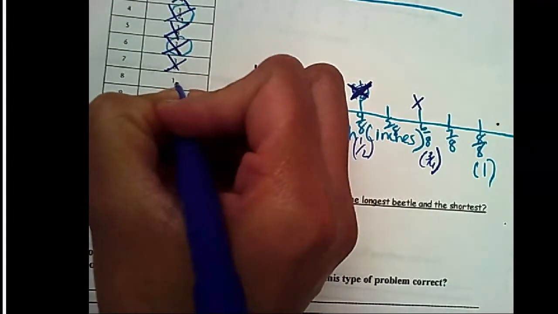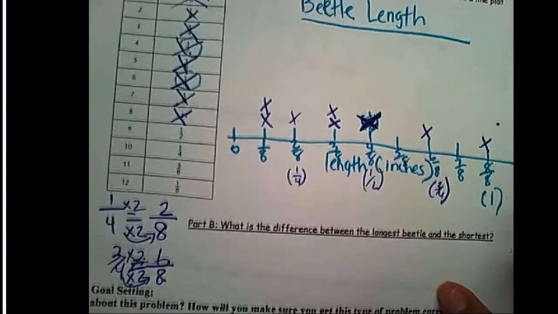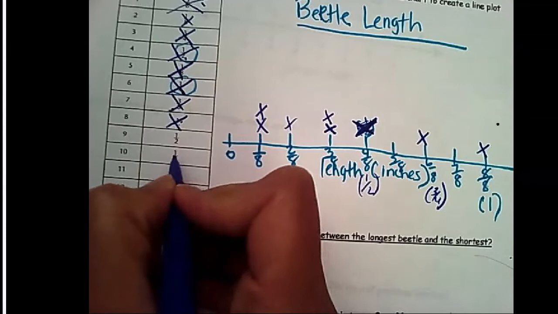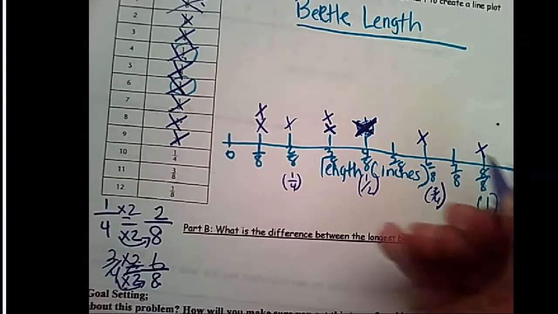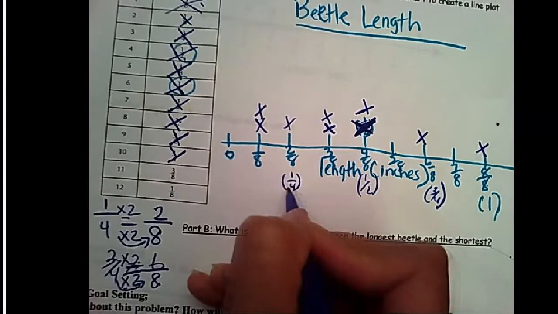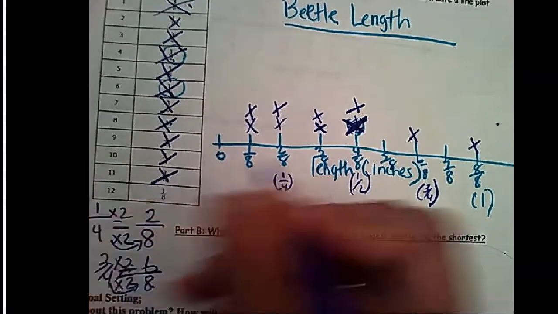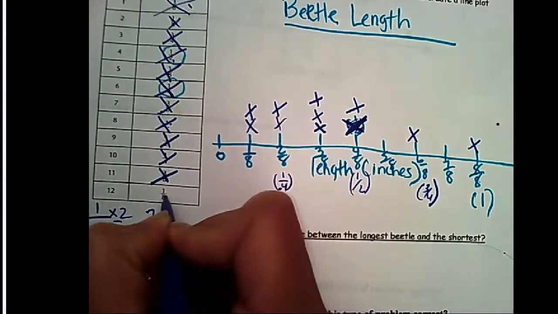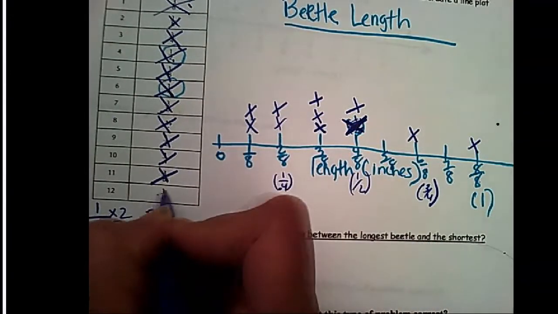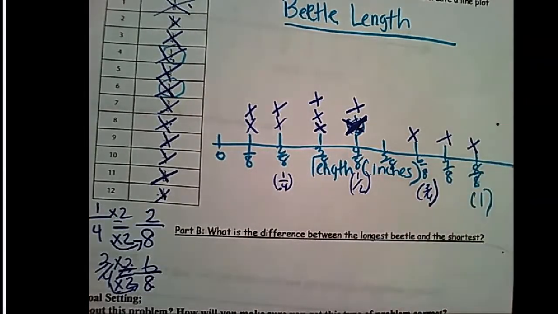1 is at 8 out of 8. Cross it out and put it on the chart, on the line plot I mean. Okay, next. 1/2, cross it out and put it on our line plot. 1/4, cross it out and put it on the line plot. 3/8, cross it out and put it on the line plot. And what is that? 7/8? Yeah, 7/8, cross it out and put it on the line plot.